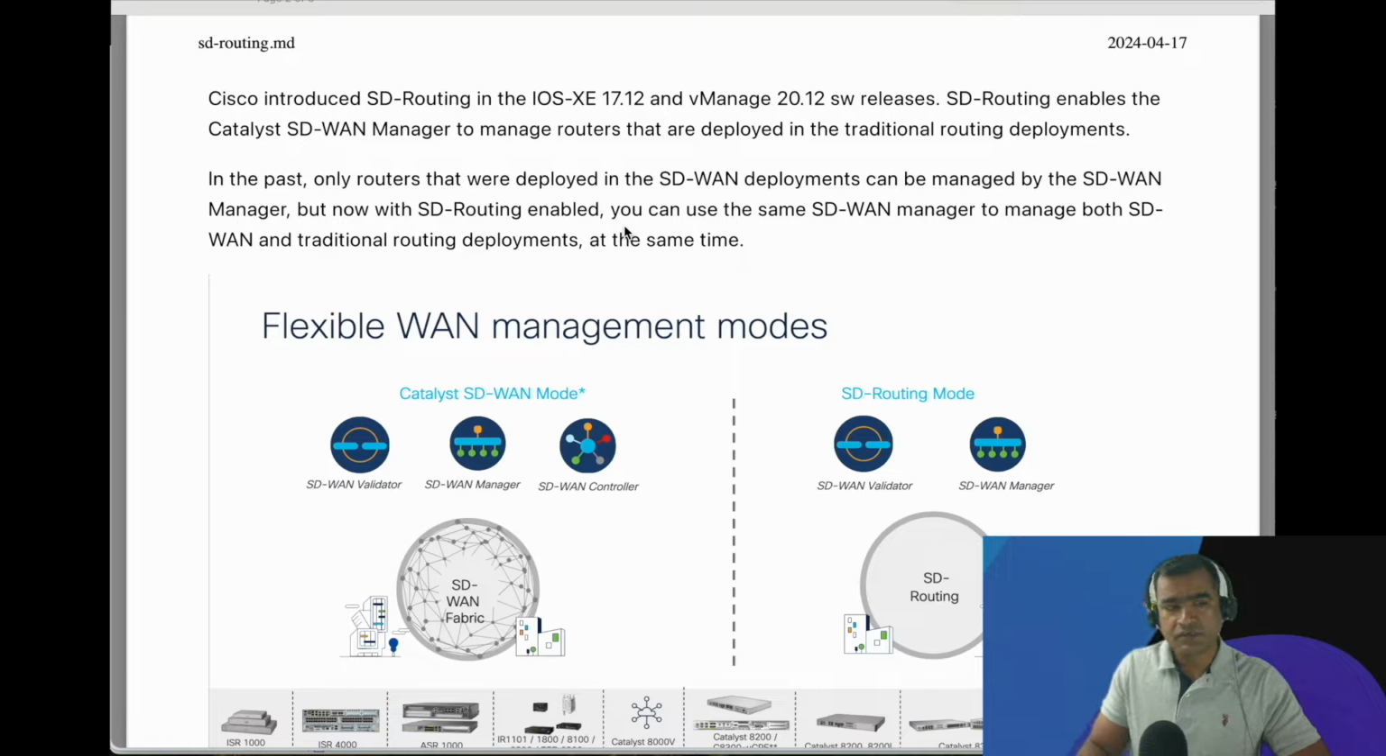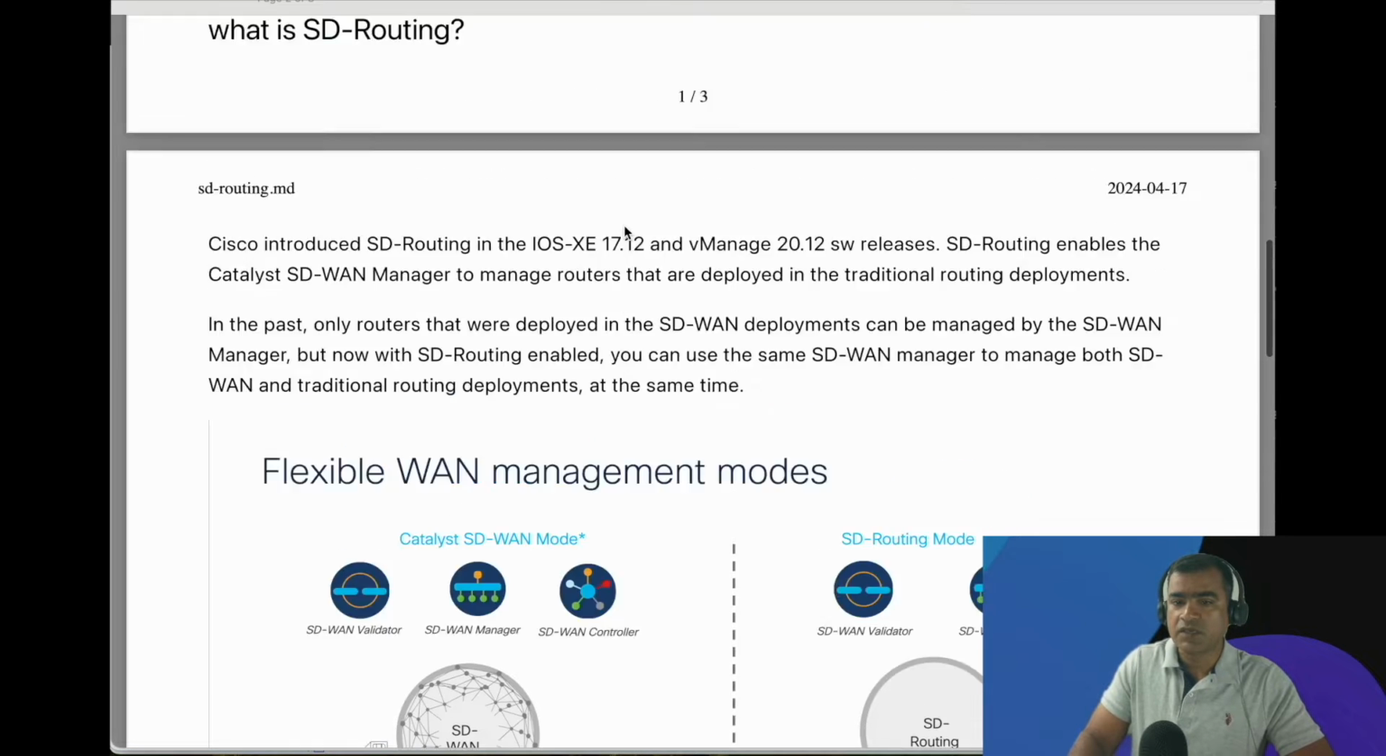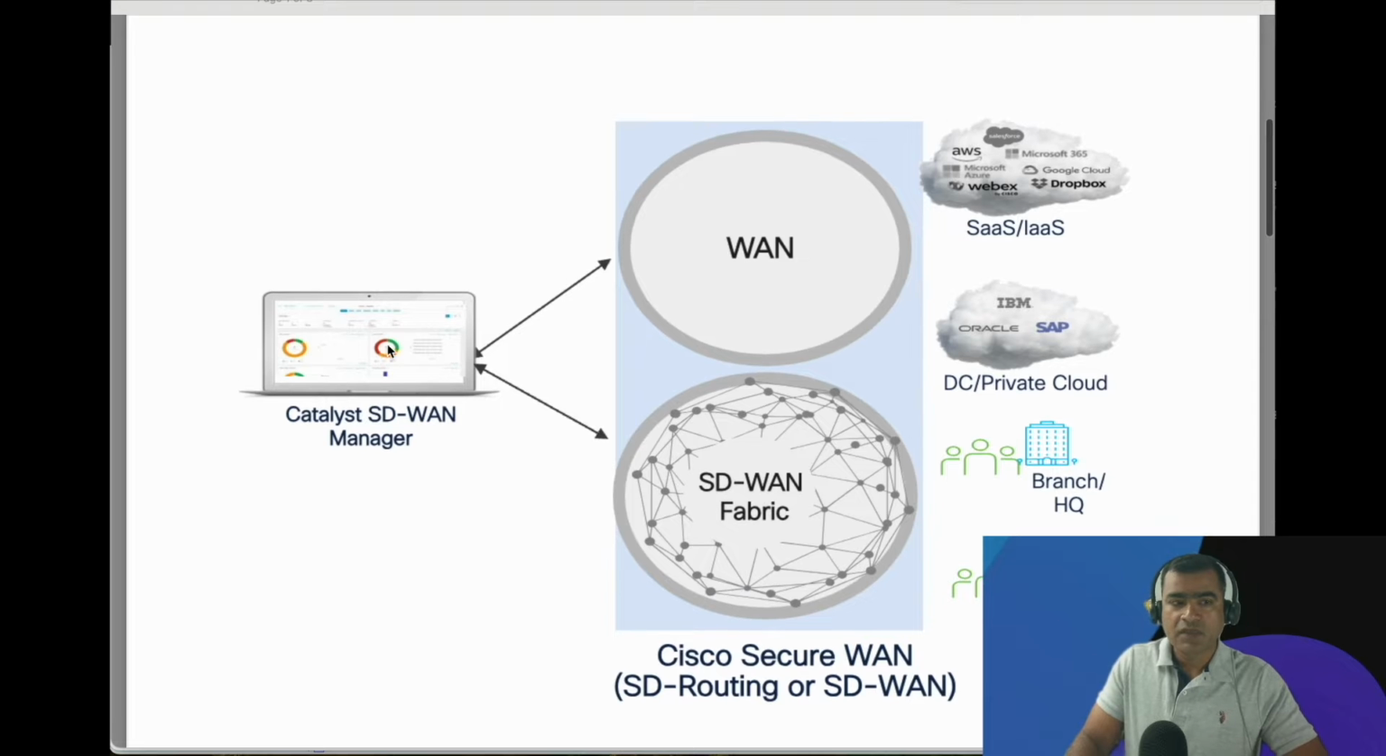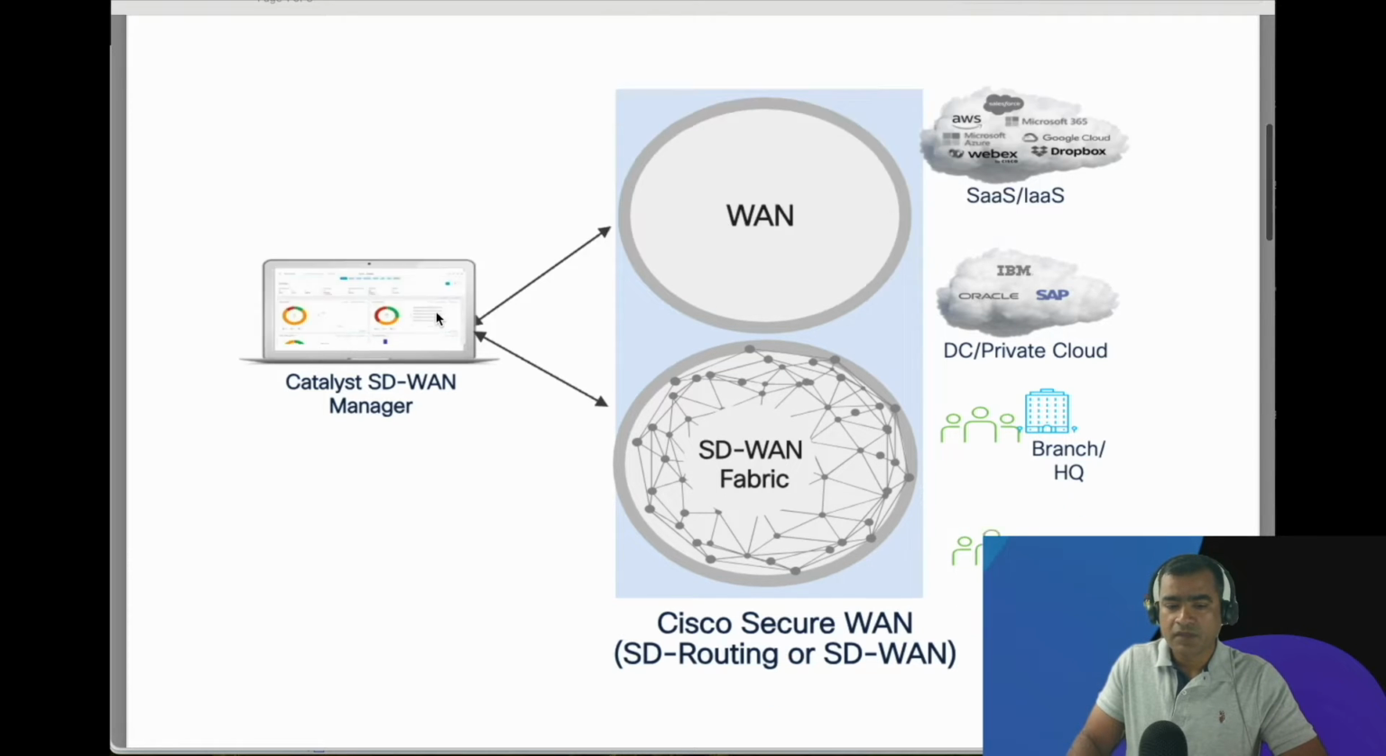In the past, obviously, only routers that were deployed in SD-WAN deployment could be managed by vManage. But now with SD routing enabled, you can use the same SD-WAN Manager or vManage to manage both your SD-WAN and traditional routing deployment. That's what I'm showing here, right? So single pane of glass for all your management things. That is vManage managing both your SD-WAN fabric and traditional WAN.